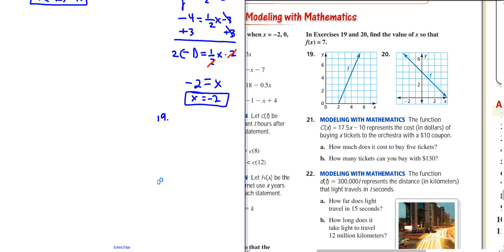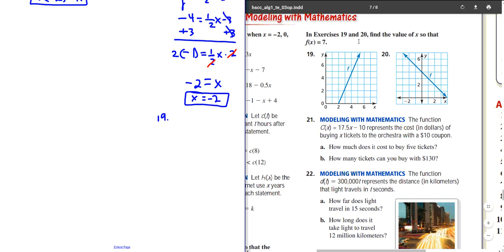So if y is 7, we're going to 1, 2, 3, 4, 5, 6, 7 right here. We go over to our graph. Right there at this point right here. That's when y is 7. What's the x coordinate at this point? That's what the question is asking us. It says find the value of x so that y is 7. So go down to your x-axis and you're at 5. So here, x is 5. If you want to write that in function notation, you could say f of 5 is 7.